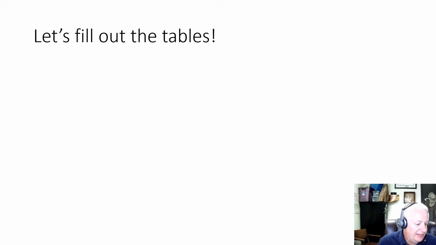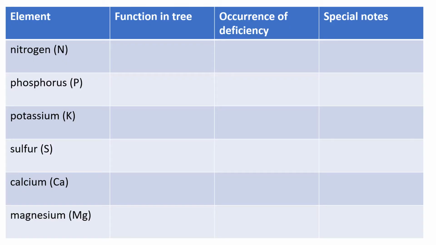So with that in mind, let's talk about the different elements. We're just going to fill out these tables in your handout. And what this will do is we'll talk about the function of these elements in the tree. For some of the elements, we'll talk about how common the deficiency is in forest trees. And then for some of the elements, there are some special notes. Some of these cells will remain blank.